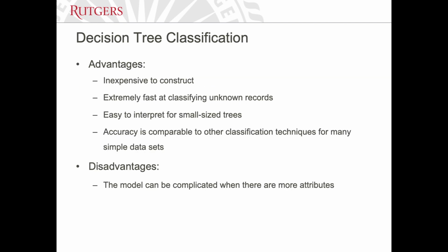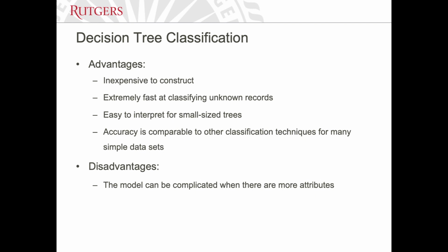Decision trees in general are easy and computationally inexpensive to construct. You can quickly construct models and classify a testing record. Decision trees, especially smaller trees, are relatively easy to interpret. The accuracy of the tree is also comparable to other classification techniques for many simple datasets. It's quite robust to noise.